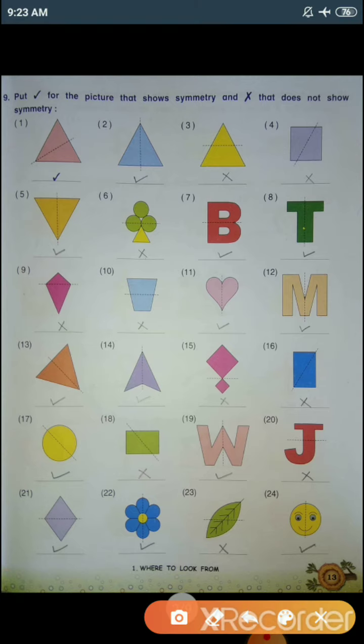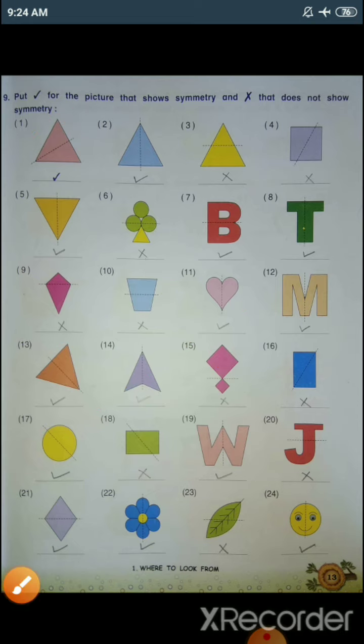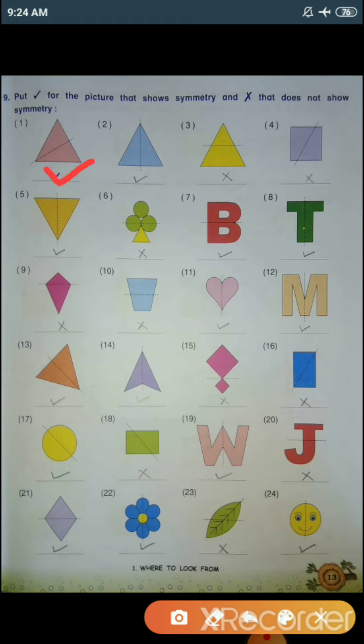Here in this shape you can see one triangle shape is given. Okay, and one line is passing from that shape, and the line divides this shape into two parts. Now you can see that part 1 and part 2, they both look similar. So this shape is symmetry. So we need to put one tick because this shape shows symmetry.